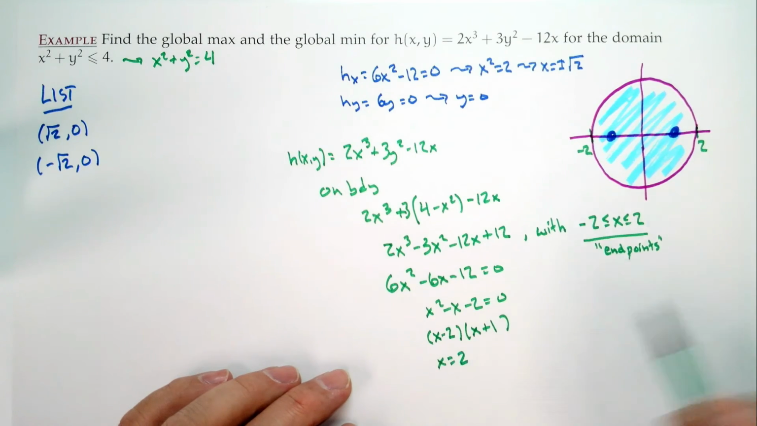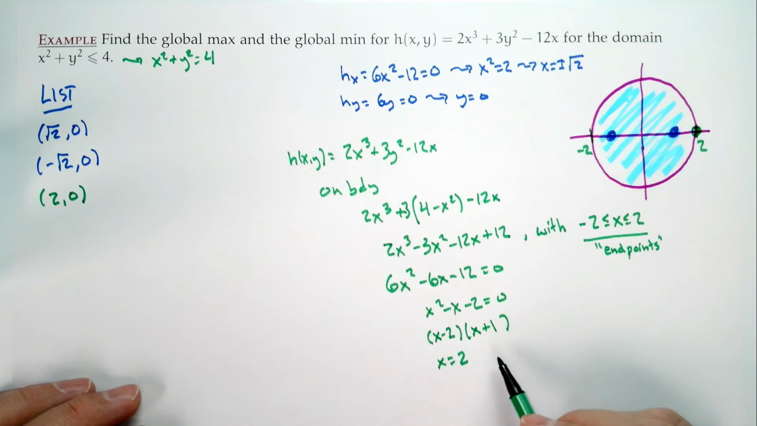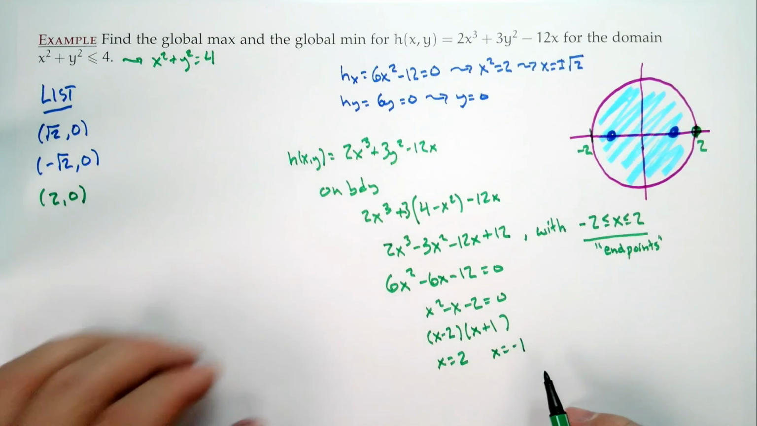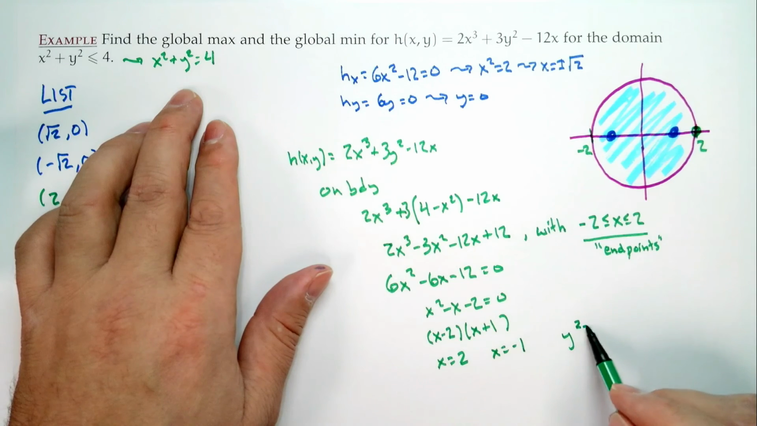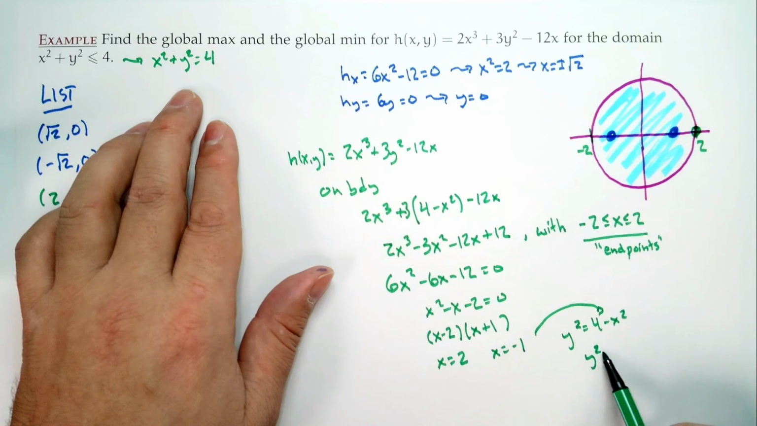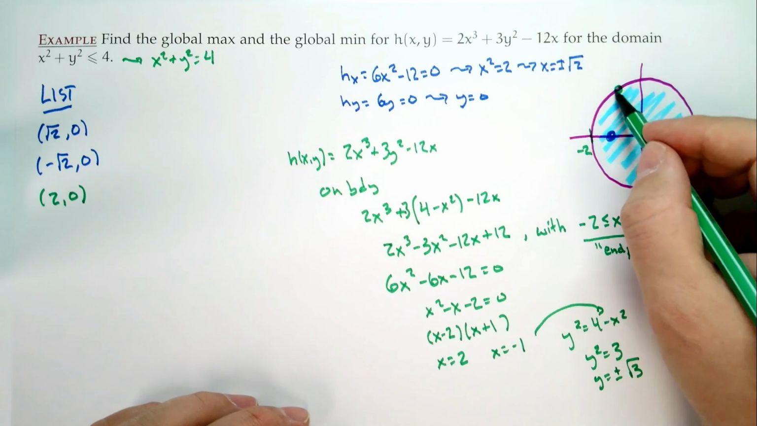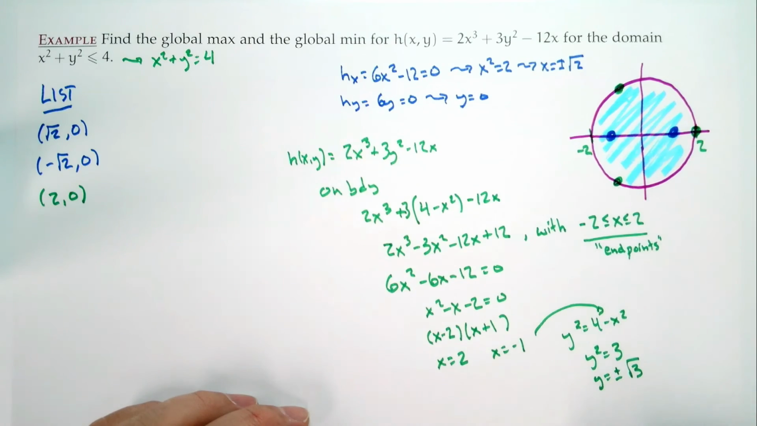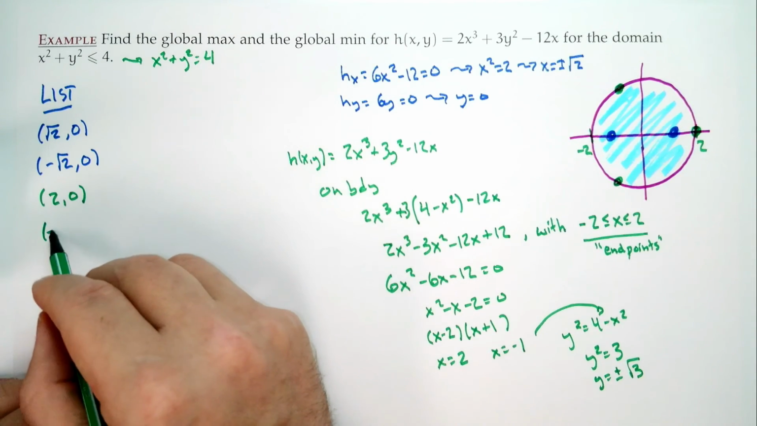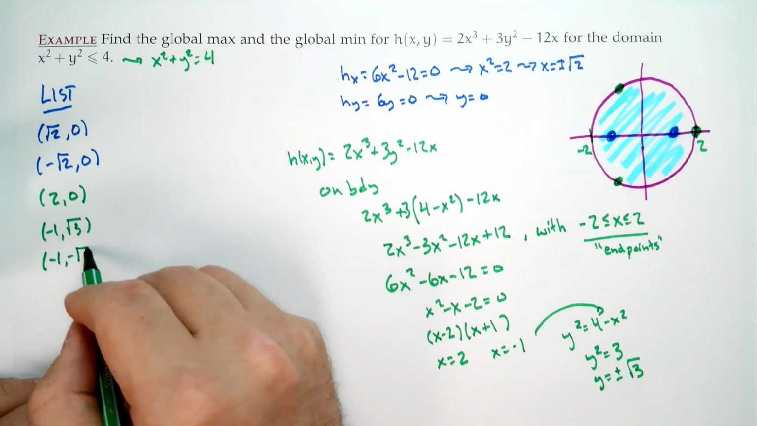So we get x equals 2. So that's this point over here. So that's on our list, the point (2, 0). Now, x is -1. Remember, y squared is 4 minus x squared. So if x is -1, we get that the corresponding value for y squared would be 3. So that gives us y equals plus or minus square root of 3. So that gets us some points over here and there, namely the points (-1, √3) and (-1, -√3).